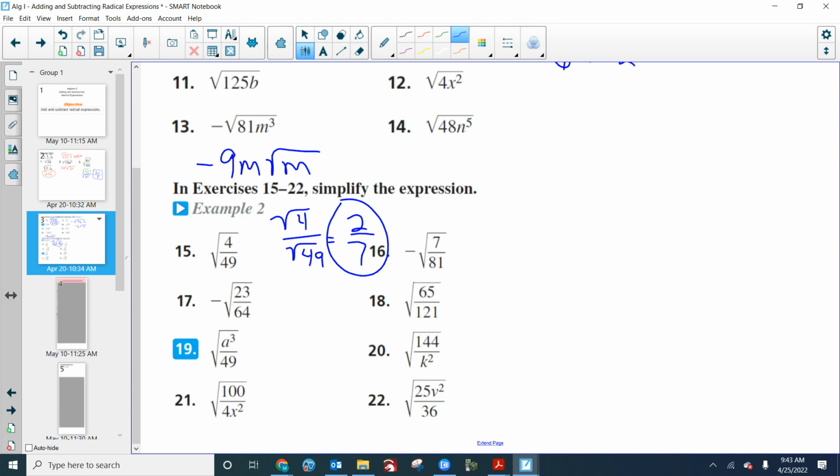Now, look at 16. Okay, I don't care about the negative outside. I know my answer is going to be negative. Look at the top. Look at the numerator. Square root of 7. Isn't 7 a prime number? The only factors of 7 are 1 and 7. Is that a perfect square? No, so leave it up there. Can't do anything with it. Okay, what about the 81 though? Is 81 a perfect square? Yes. What is it? There's your answer.